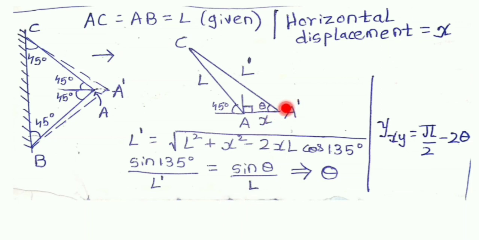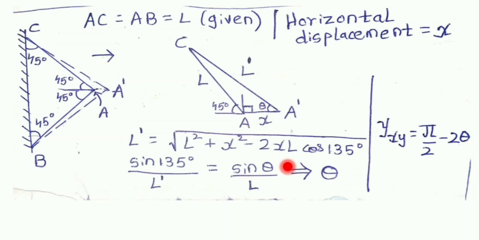But the problem is how to get this theta. Already we know what they've given. The horizontal displacement x, the displacement of a to a dash, is given, as well as the lengths AC and AB, the length L, is given. But a dash C, do you know the changed length L dash? No. So we will find that using the cosine rule. L dash square equals L square plus x square, where x is the horizontal displacement, minus 2xL cos 135 degrees.